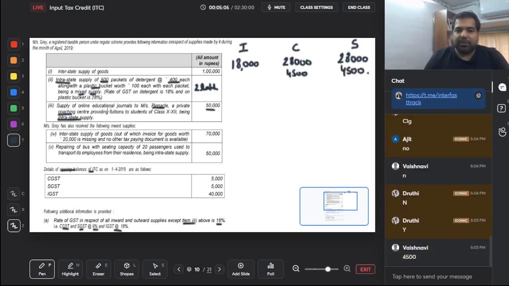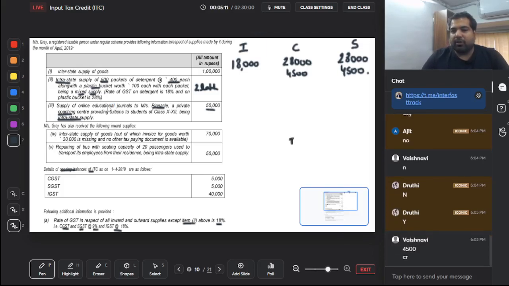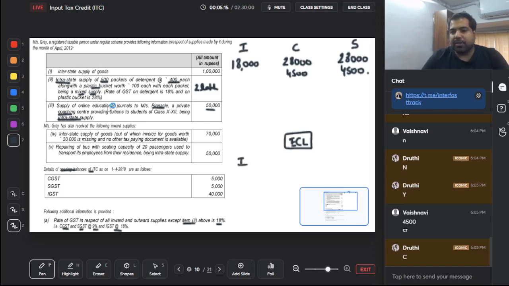Mrs. Gray has also received the following inward supplies. Guys, inward supplies means what? Inward supplies means credit. So this is the electronic credit ledger. Again IGST first, then CGST and then SGST. Let's put the opening balance. 40,000 is IGST, 5,000 is CGST and 5,000 is SGST.